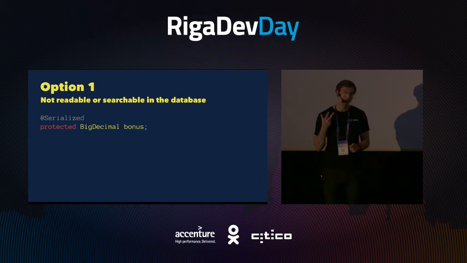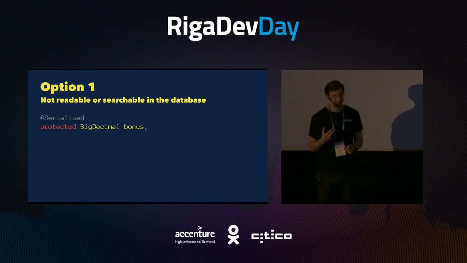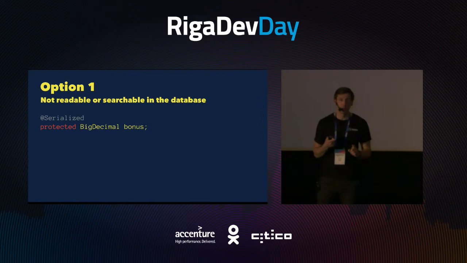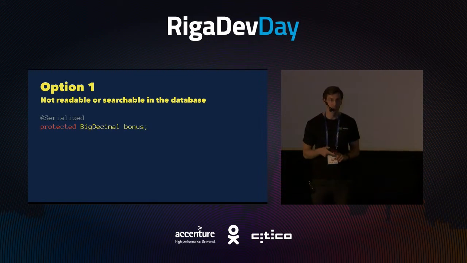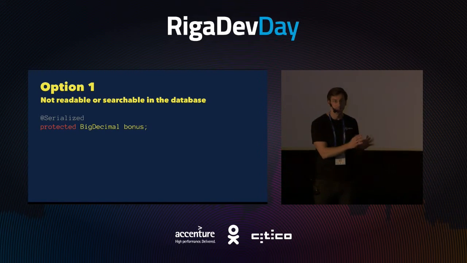So you have three approaches. The first one will work, but it's not nice. You can just annotate it with @Serialized, and it will serialize the Java representation inside your database, which is not really human readable and not really searchable. So it works, you can store your data, you get the same amount out of the database, but you cannot do any manual queries. So this is not so nice.